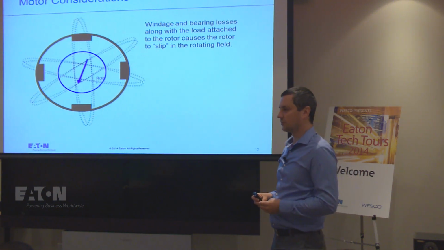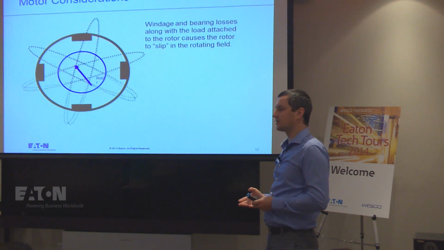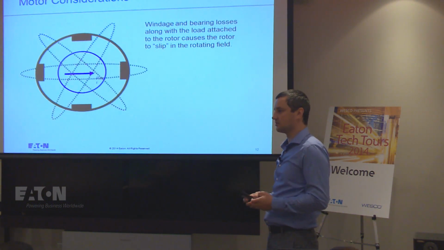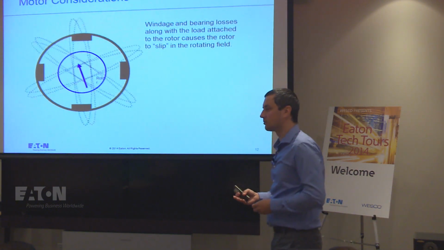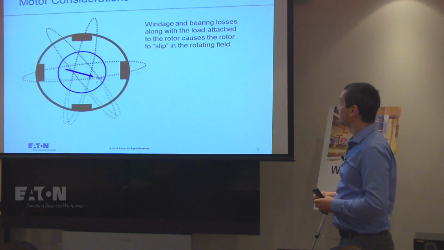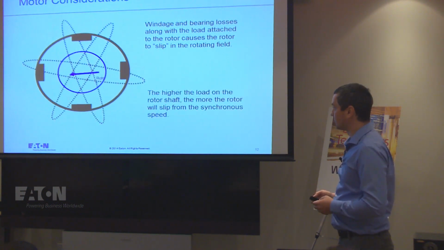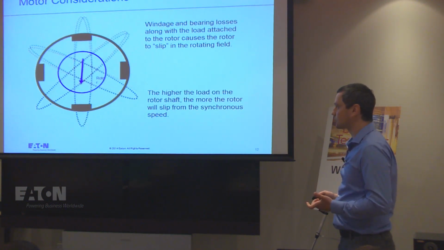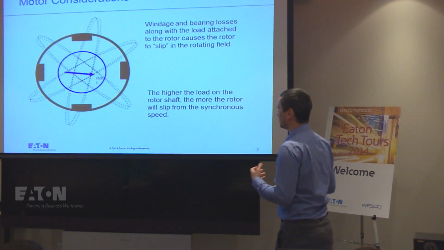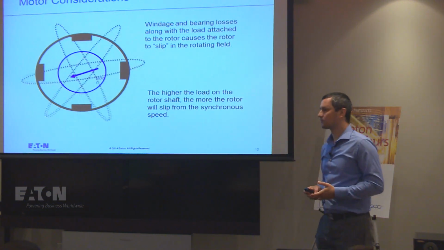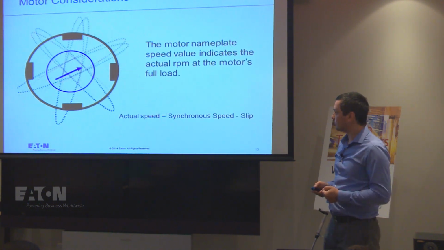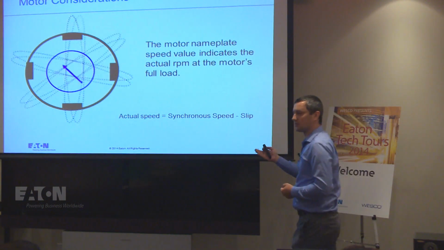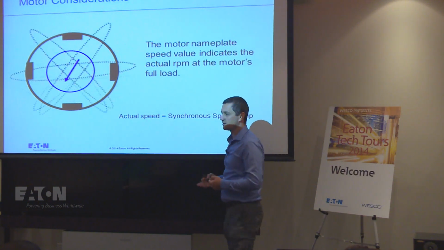Basically the manufacturer of the motor. So they will measure that, and depending on how well the motor is built, you will see something close to that number or something a little bit far from that number. Okay, the higher the load on the rotor shaft, the more the rotor will slip. So the actual speed will be your synchronous speed minus that slip.